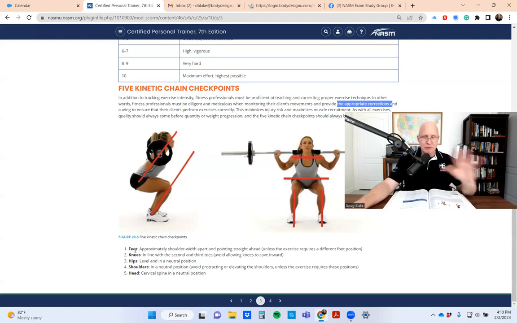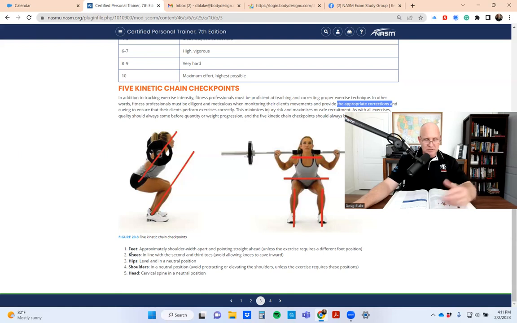The point is that irrespective of that, they're basically telling you your cueing, your corrections, the things you're saying are based on these right here, these 5 things right here, right? So feet approximately shoulder width apart, pointing straight ahead. Now, the cue that you're going to apply is to correct that, right? If the exercise requires a different foot position. I hope that makes sense.